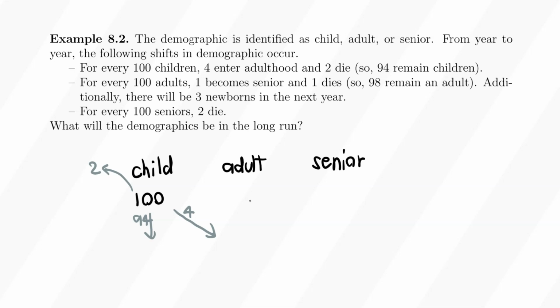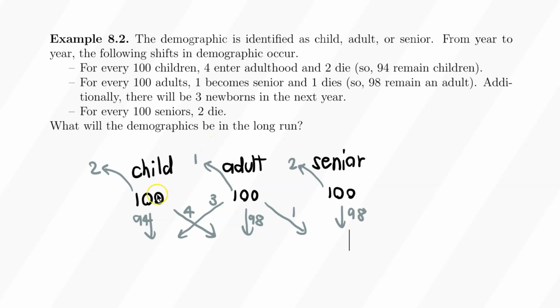Now, if I have 100 adult, then 1 will become senior, and then 1 will die. So what that means is 98 will remain an adult. However, there will also be 3 newborn babies in the next year. And for every 100 senior citizens, I'm gonna have that 2 pass away. So 98 remains a senior citizen.